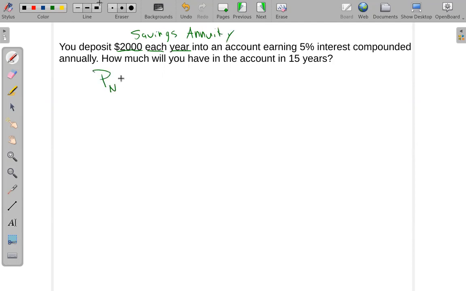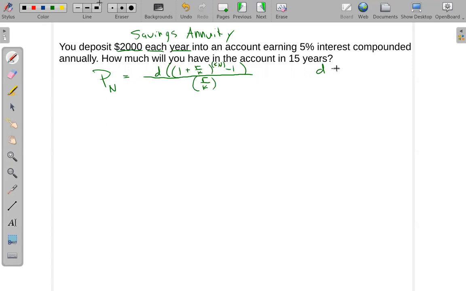The formula for that is the amount we'll end up with in N years is our regular payment times parentheses, and there we'll have 1 plus our rate divided by the number of periods per year, and the power is the number of periods times the number of years N. I'm going to divide that by that proration of the APR, the annual percentage rate, which is the rate divided by the number of times per year we get it.